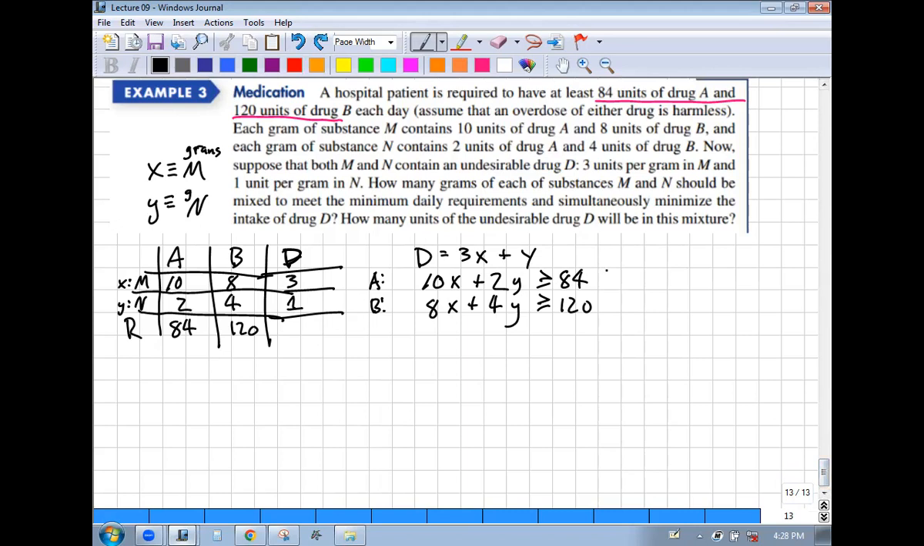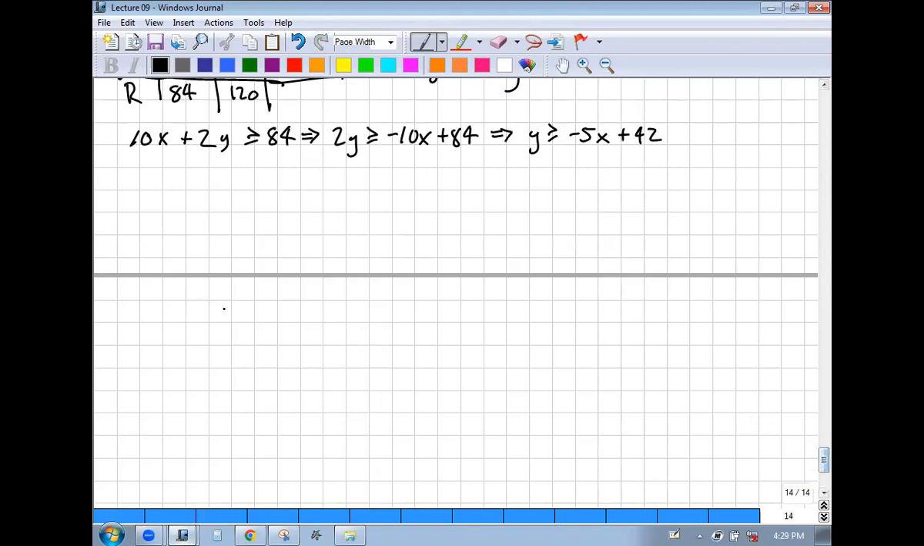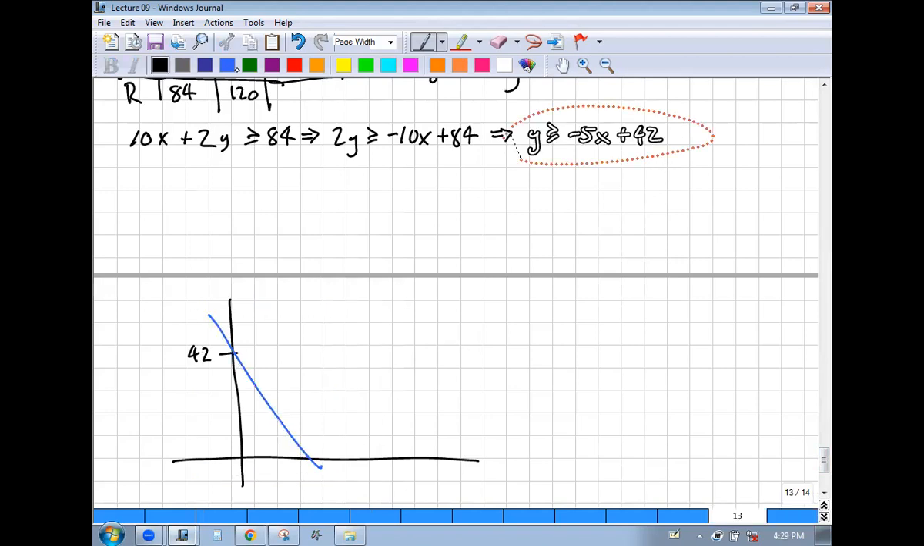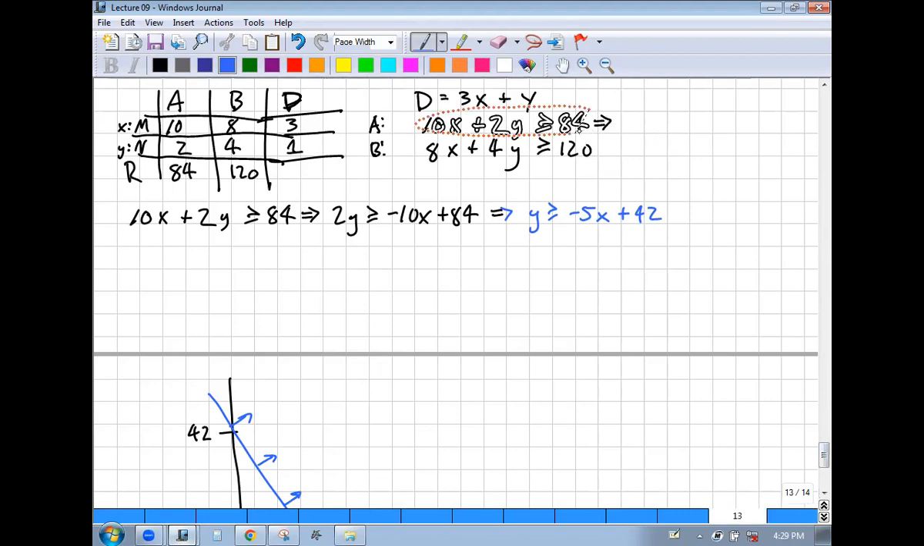Let's see. For the first one here, let's pick this guy. We'll do our work down here. We have 2y greater than or equal to. We'll move our x's over, and now we'll divide everything by 2. 10 divided by 2 is 5, 84 divided by 2 is 42. So we could just draw a rough picture. Doesn't have to be perfect. We have 42, and a slope of minus 5, so more like this. That's what that one looks like, and we want everything bigger than that, so everything on that side. Now for our other equation, this one's our blue. We'll make this one green.